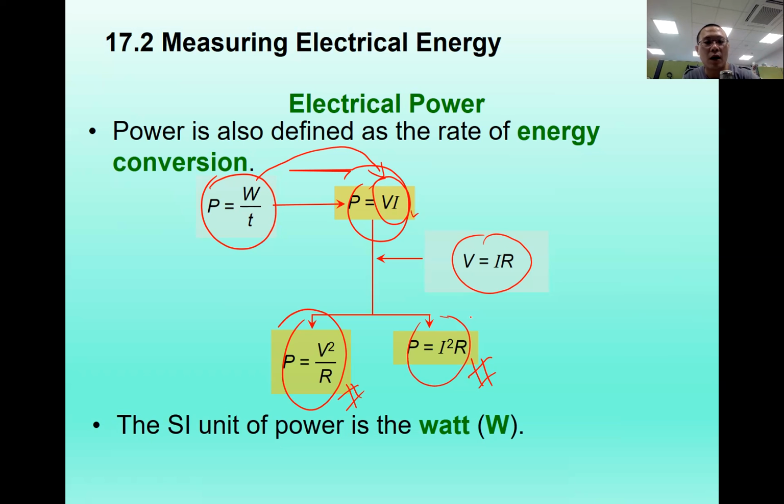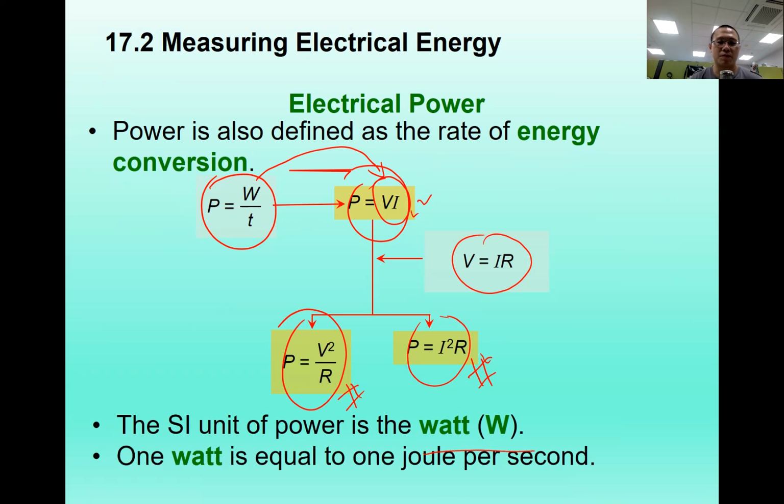For example, I will use P equals V squared over R if the question doesn't give me current. If I use I squared R, maybe it's because the question doesn't have potential difference, so I will use I squared R straight away. It's more immediate. And as in the dynamics energy section, the unit for power is still watts.